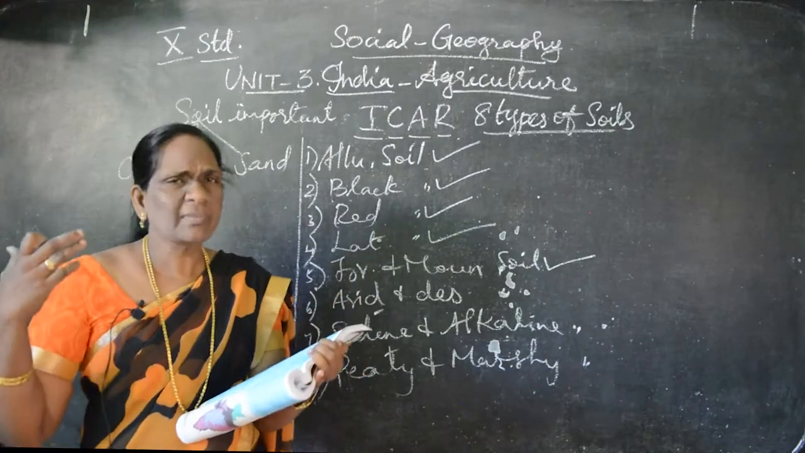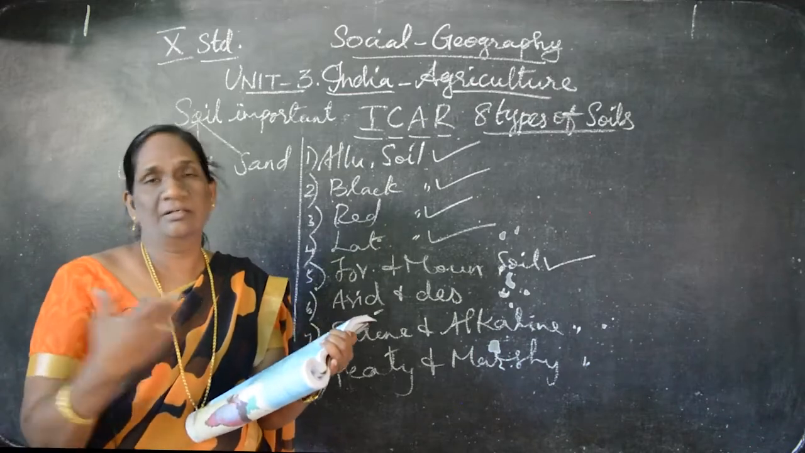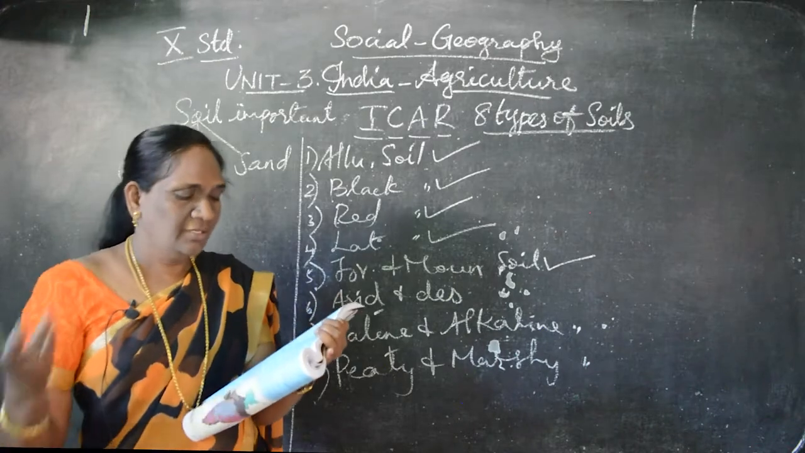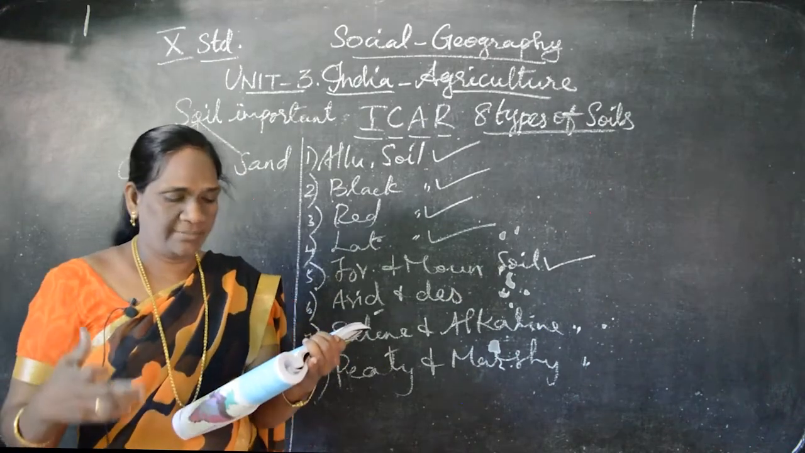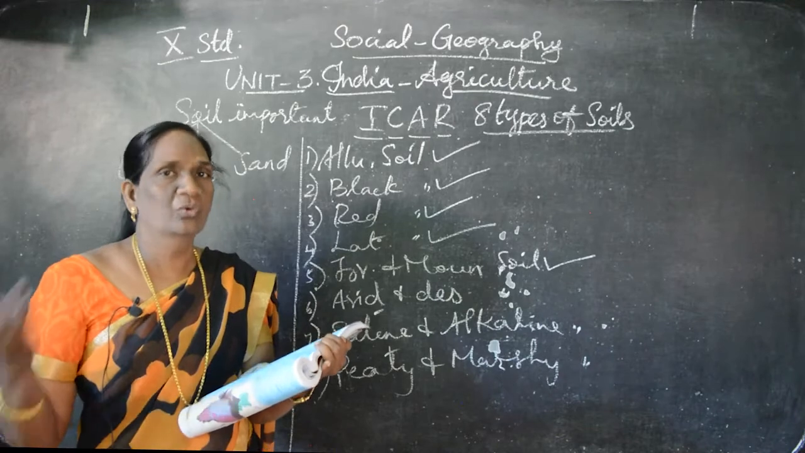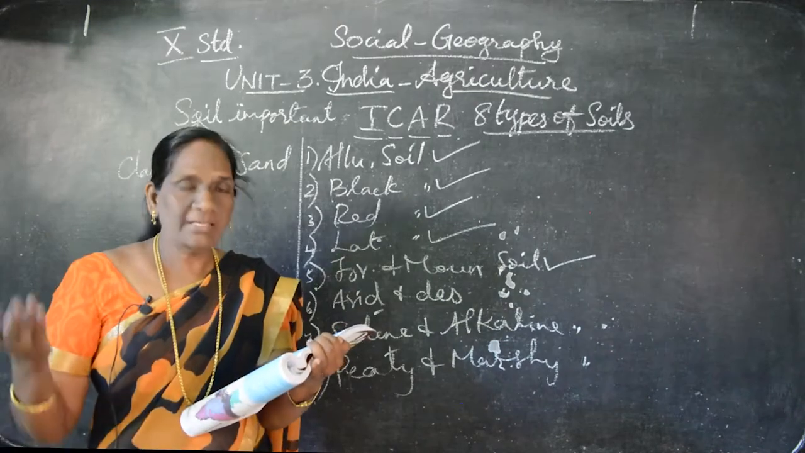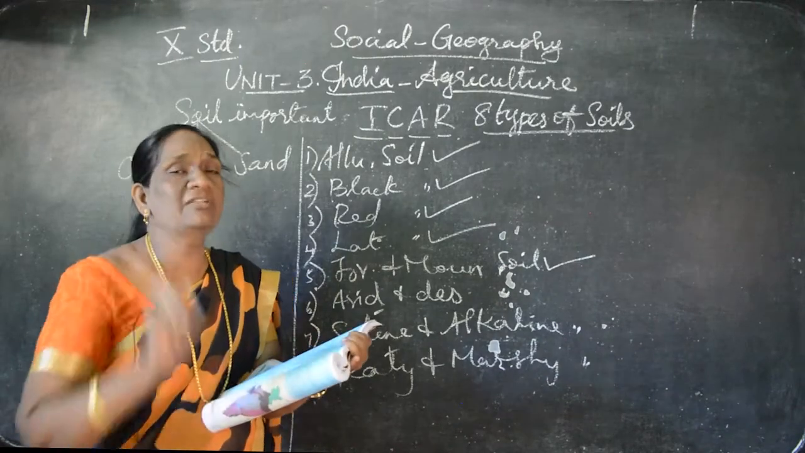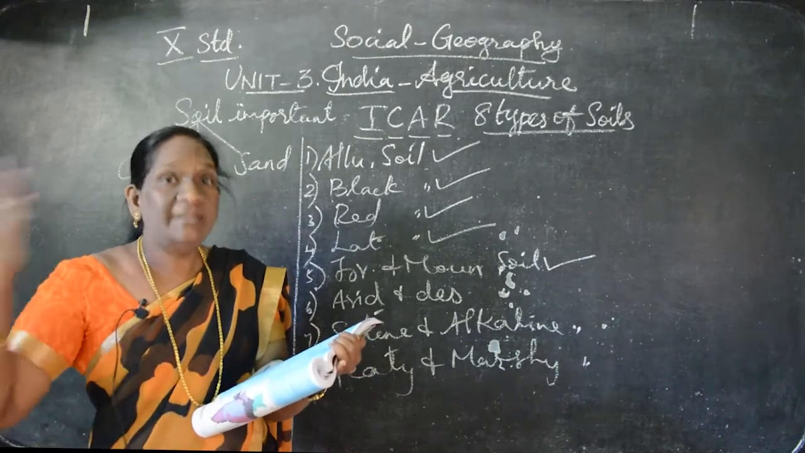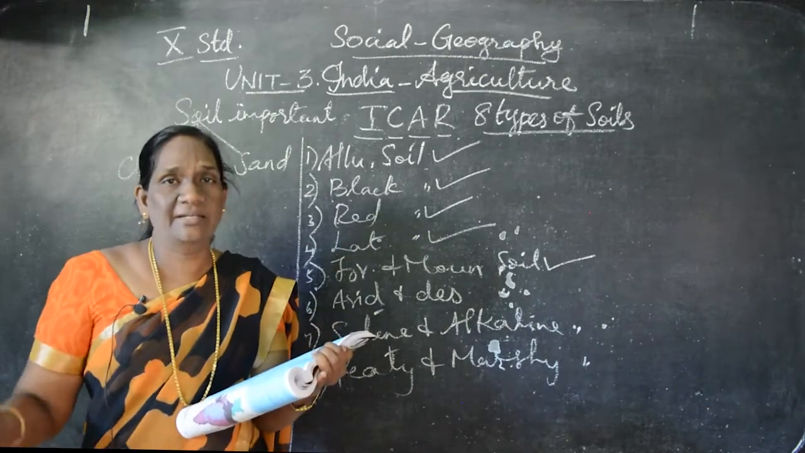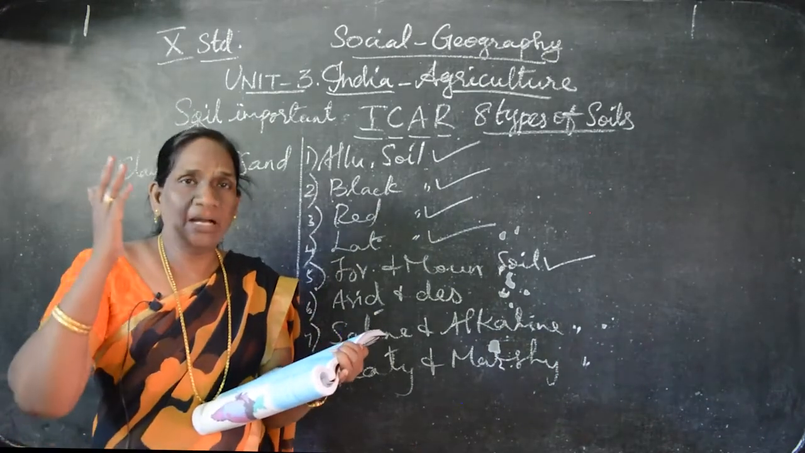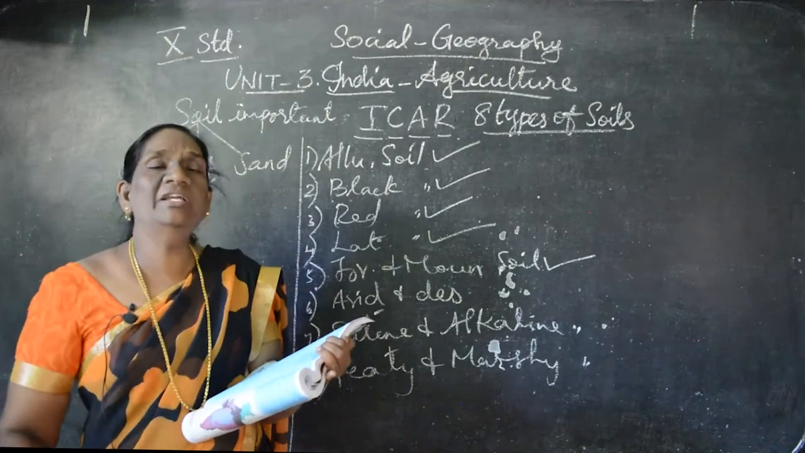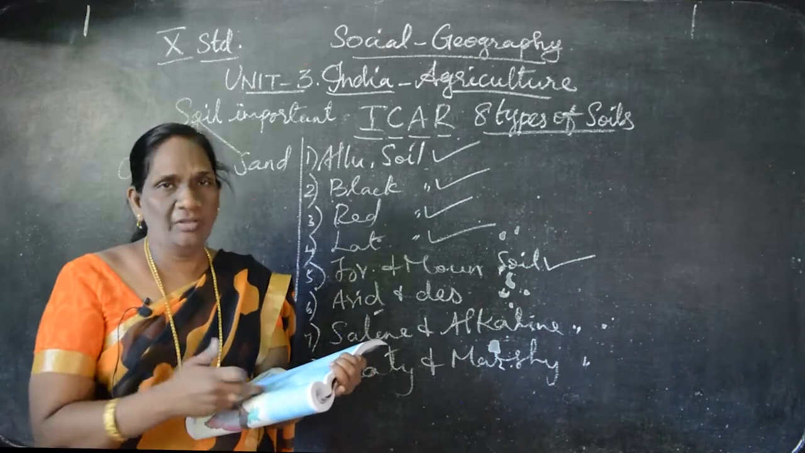Okay, where can we find this arid and desert soil? Desert means Rajasthan. Okay, Rajasthan, northern Gujarat and southern Punjab. What are all the crops we can grow in this soil? Millets, barley, cotton, maize and pulses with irrigation facility, because it is arid and desert soil. So there will definitely be no rain there. We need irrigation. So with the help of irrigation only we can cultivate all these crops.